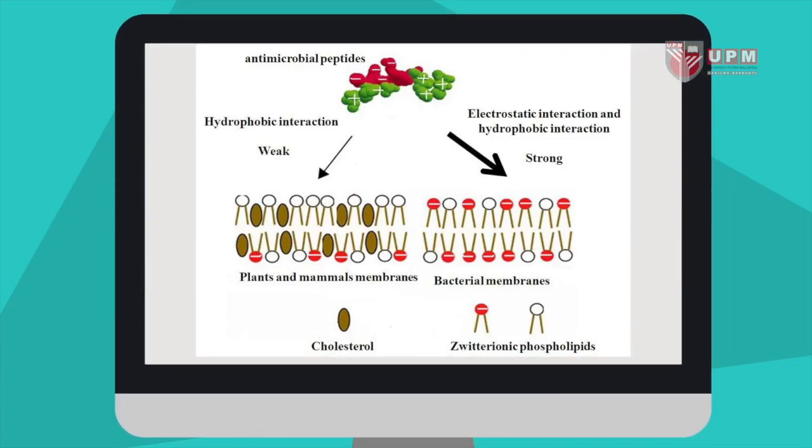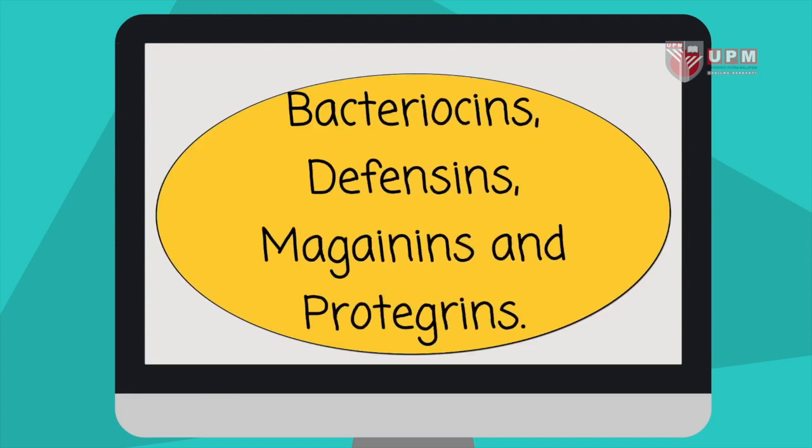Lastly, the antimicrobial peptides are short proteins, typically less than 50 peptides, and kill bacteria by inserting themselves into the membranes. The examples of antimicrobial peptides are bacteriocins, defensins, magainins, and protegrins.